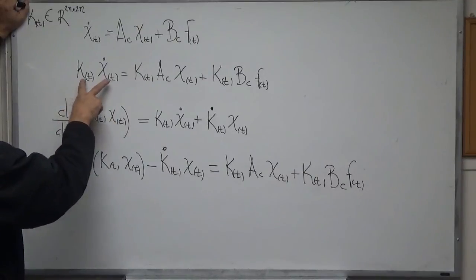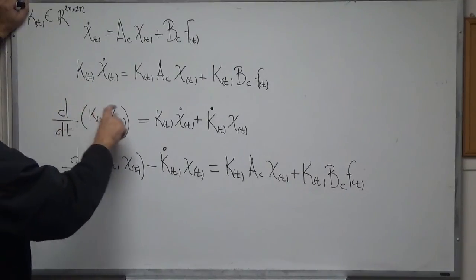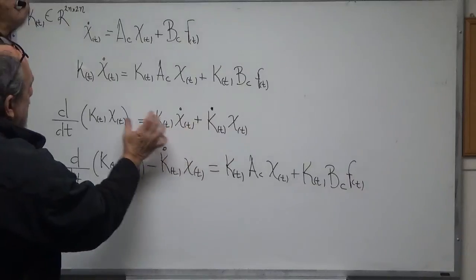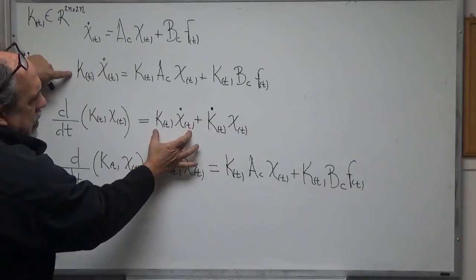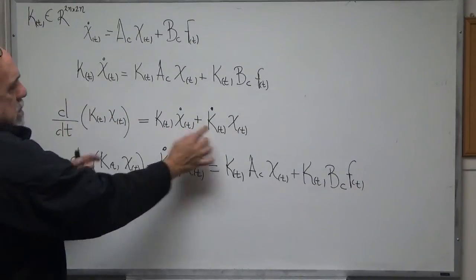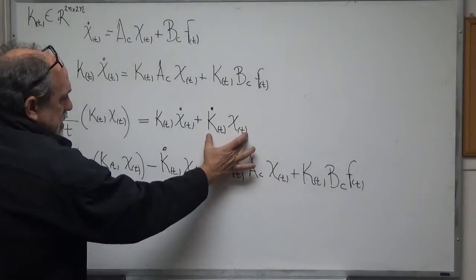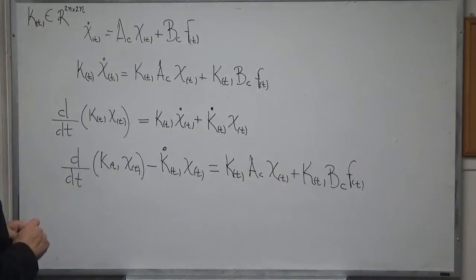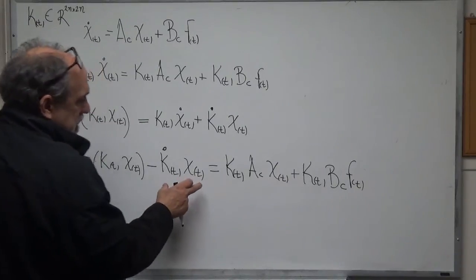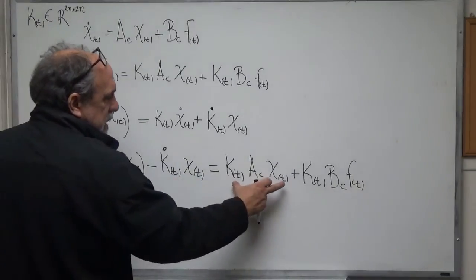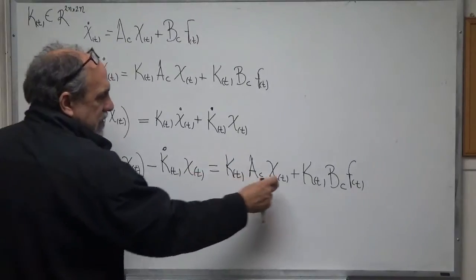I mean, K times X dot. From this derivative, what I want to do is take K times X dot, which is this. It must be this term minus this term, and this term is this term, right? Okay, so I've corrected it. Now, I recognize that this term and this term both have X of t at the end.